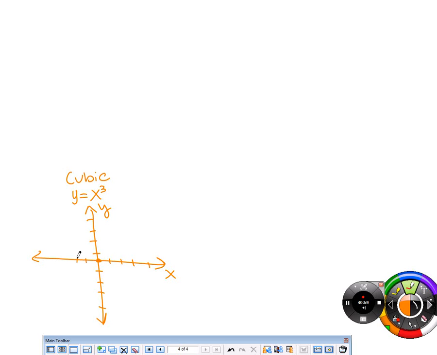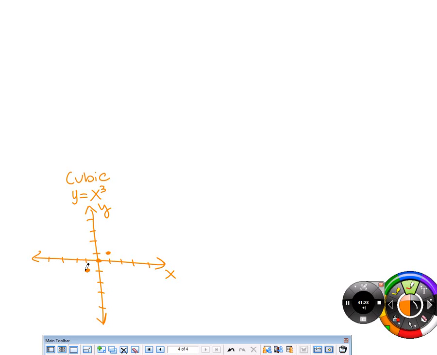And then we just want a couple of points surrounding (0, 0). So what do you get when you plug 1 in here? 1. So it has the point (1, 1). What about when you plug negative 1 in and you cube it? You get negative 1. So a little different than a quadratic. In a quadratic, both sides go up around the vertex, because when you square negatives, you get positives, and when you square positives, you get positives. But in a cubic, when you cube a negative, it stays negative.